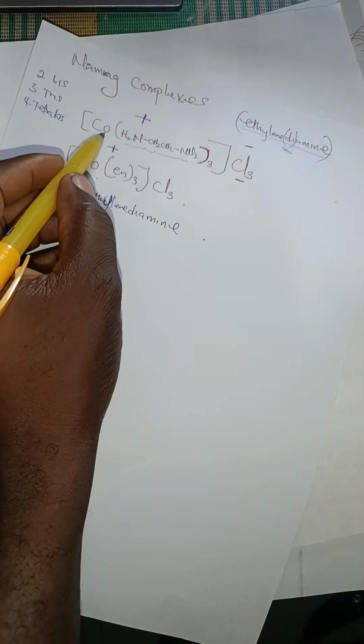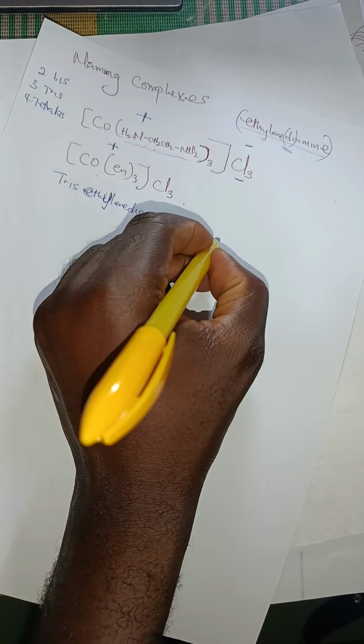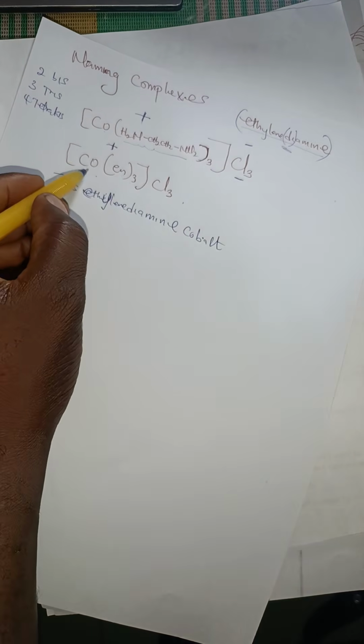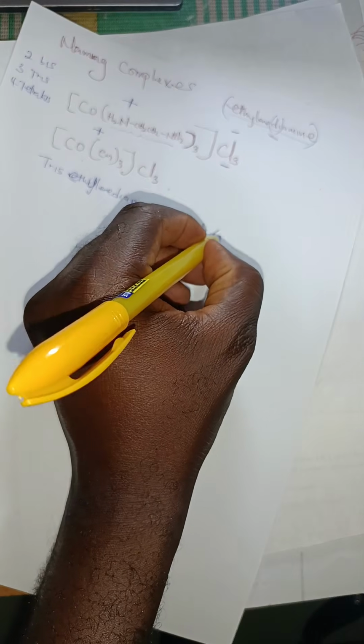Then what will you be calling this one? Will it be cobalt or cobaltate? You should have known by now. It will be called cobalt because it's at the positive side. Cobalt. Are you following? Then the next thing is to give it the oxidation number of this guy here. I've calculated it is going to be plus 3. You can also write 3.